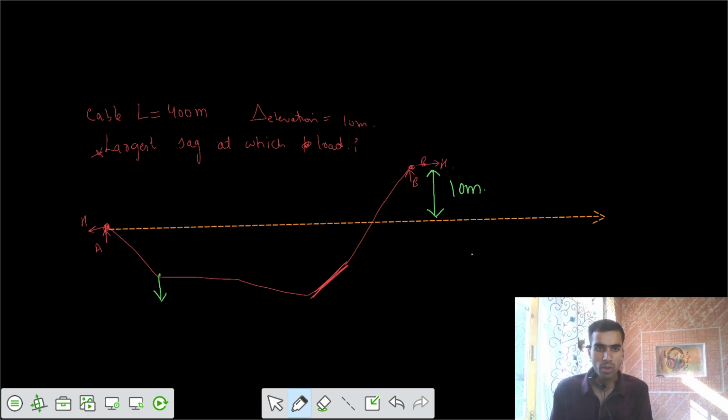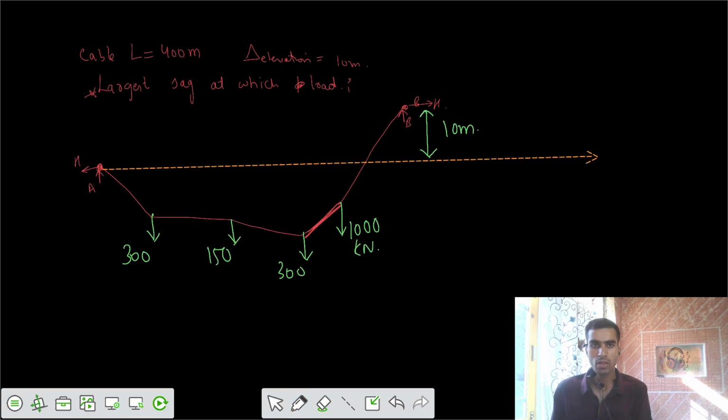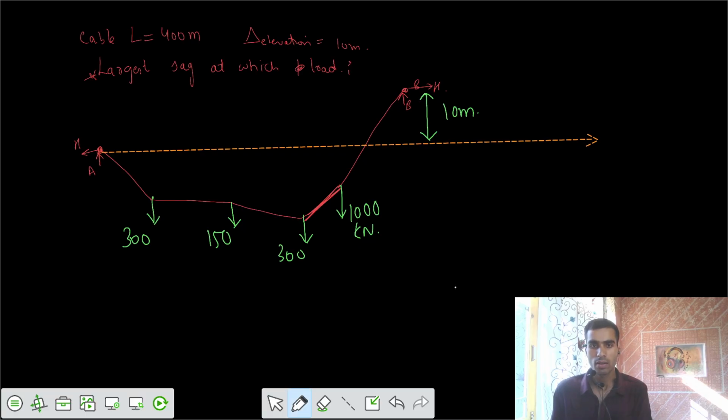Now, because of some loads, P1 equals 300 kilonewton, there is one more load here of 150 kilonewton, one more load of 300 kilonewton, and here we have 1000 kilonewton. Let's have the horizontal distances between those loads: this is 80 meter, this is 60 meter, this is 80 meter. After that we have 120 meter, such that the total horizontal length is 400.